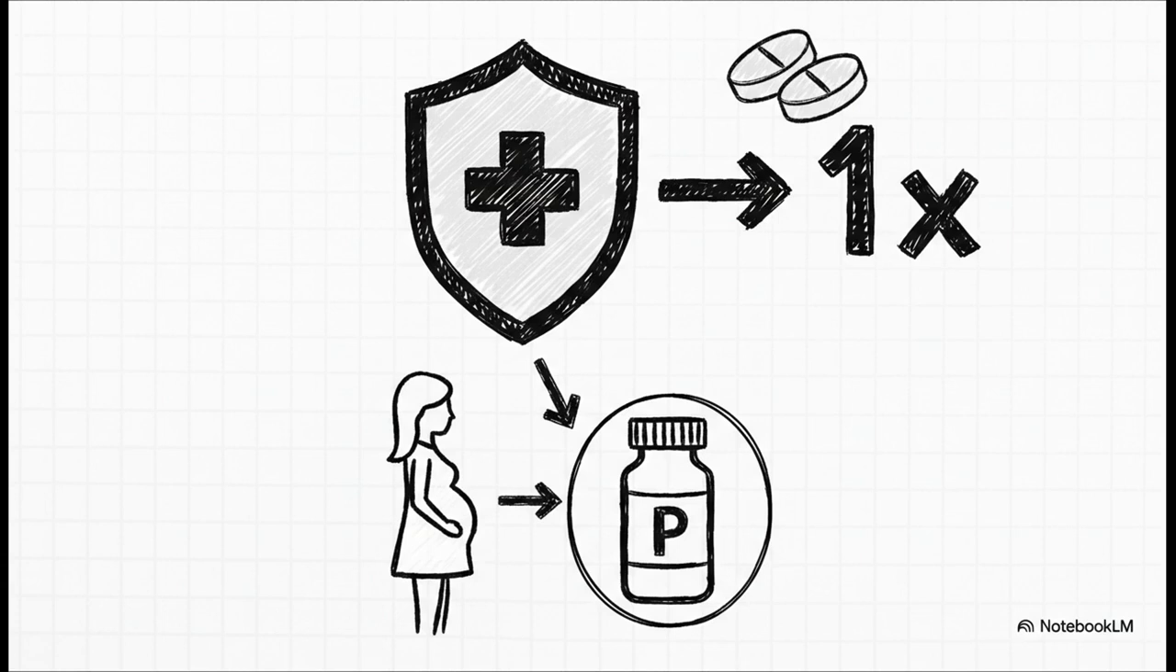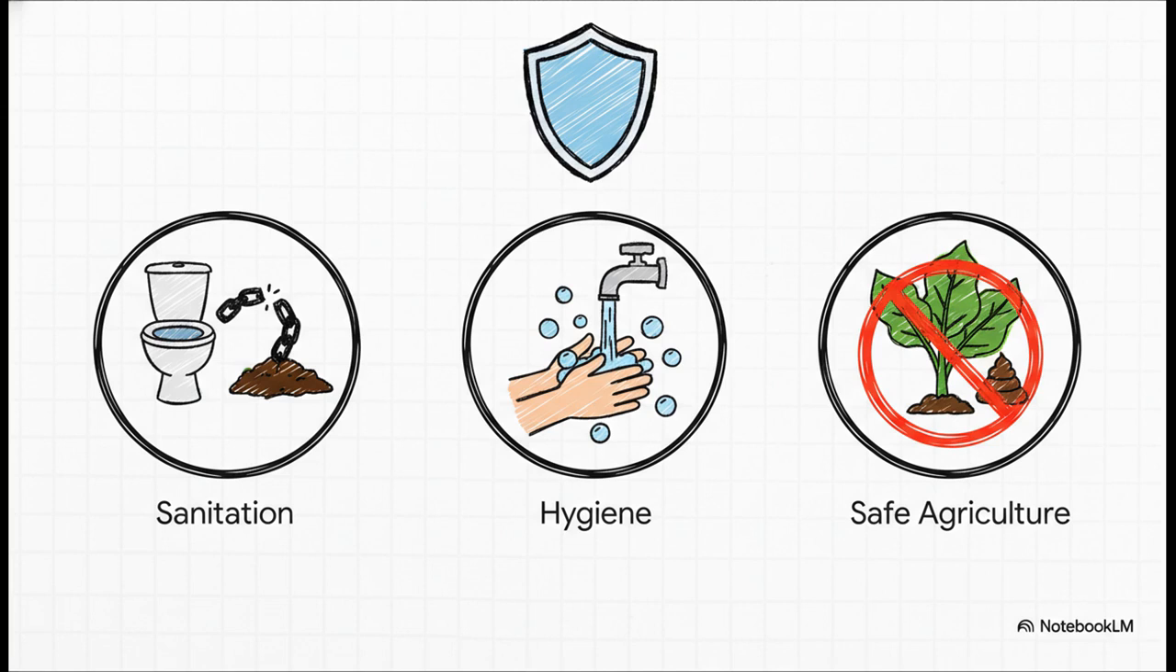The go-to drugs are albendazole or mebendazole, usually just a single dose. And for pregnant patients where those drugs might not be ideal, pyrantel pamoate is a safe and effective alternative. But really, at the end of the day, prevention is everything. Because this is a soil-transmitted parasite, the best strategies are all about public health.